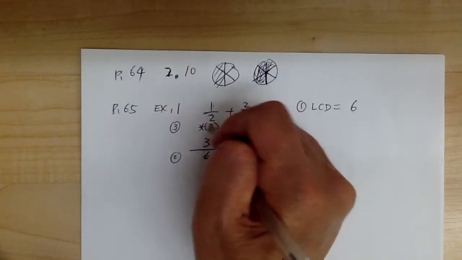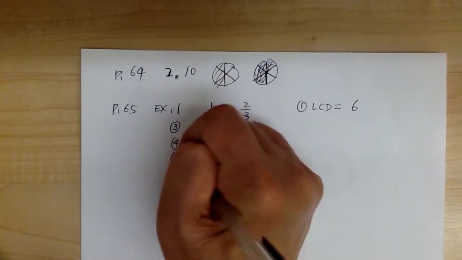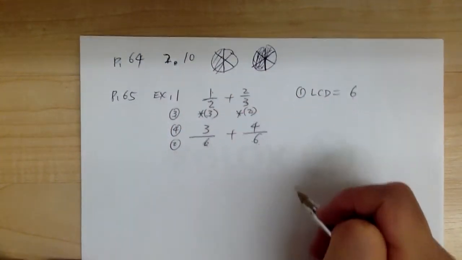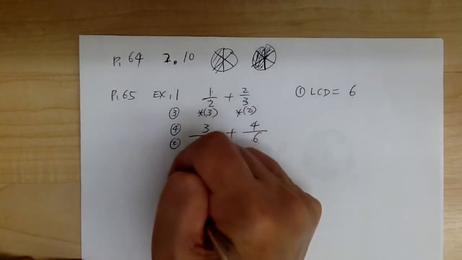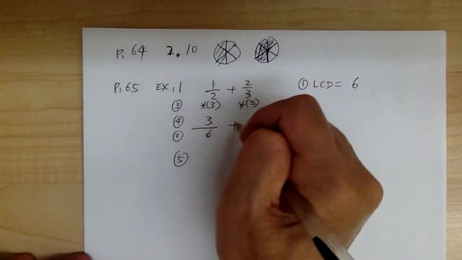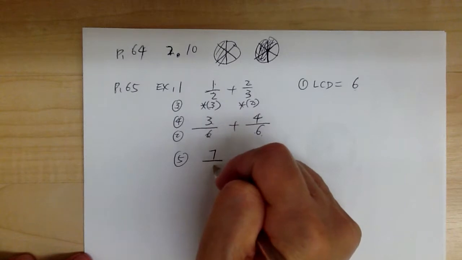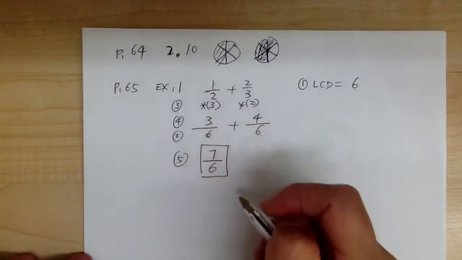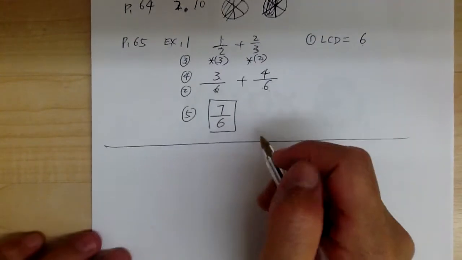So step 3 is figure out what you need to multiply. Step 4 is multiply out so you can figure out your numerators. Then after that, step 5 is add it together. So 3 plus 4 gives you 7, and 7/6, and that's it. Okay, let's go to example 2.